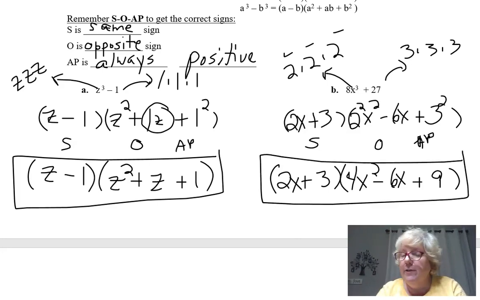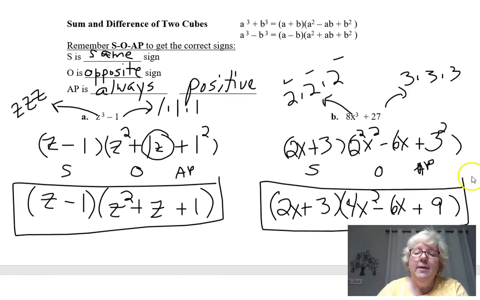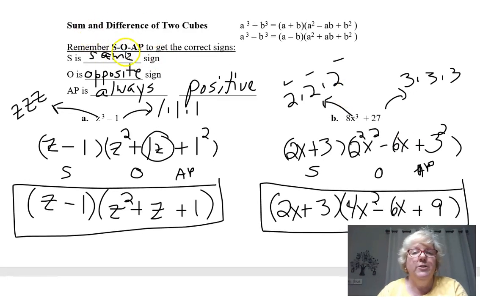The cube is definitely more involved than the square, but if you remember the abbreviation SOAP, same, opposite, always positive, and you remember that it always has a short parentheses in front and a longer trinomial in the back, that will help you out.